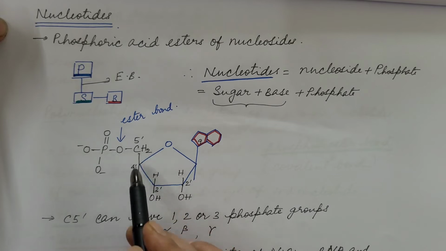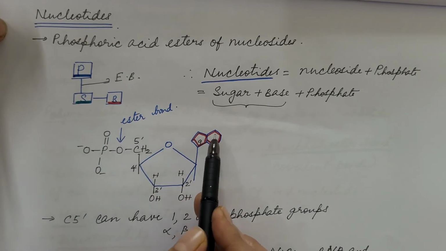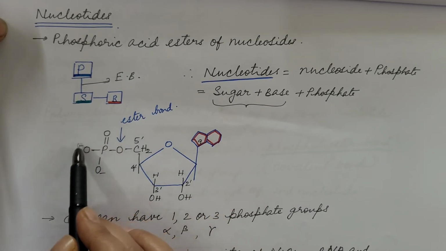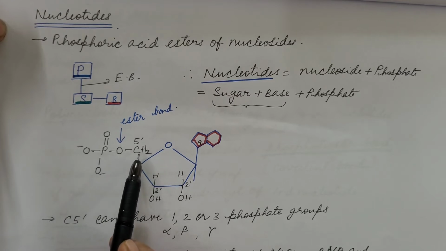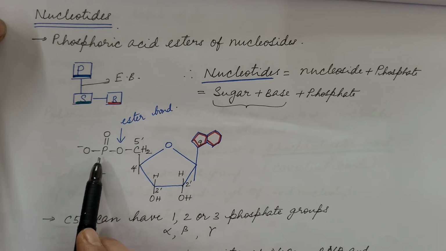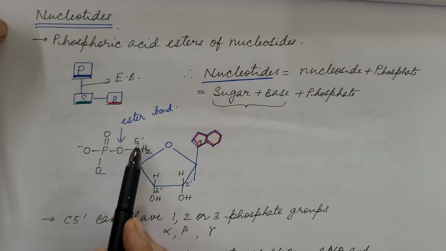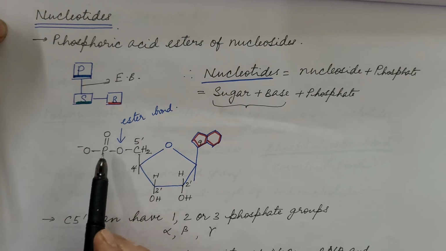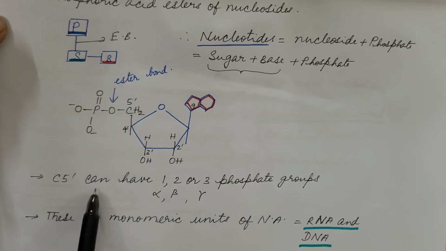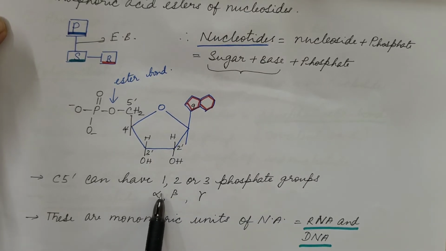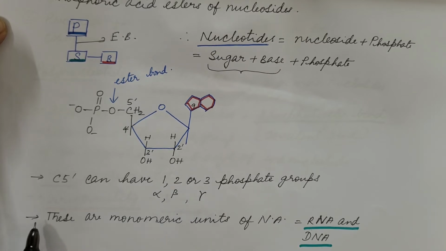This is the pentose sugar. This is the nitrogenous base and this is the phosphate group. And the bond between this pentose sugar and phosphate group is an ester bond. This phosphate group is attached to the C5' carbon atom. So the C5' carbon atom can have 1, 2 or 3 phosphate groups, and these are named as alpha, beta and gamma accordingly.